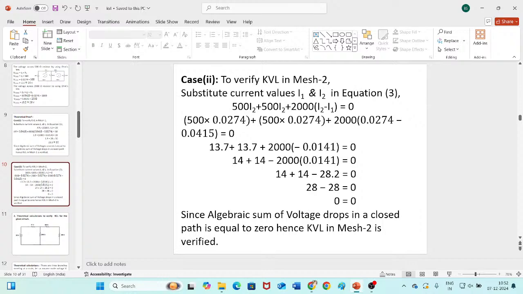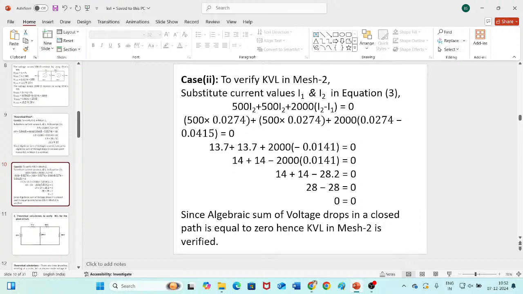500 into 0.0274, you will get 13.7. Plus another 500 into 0.0274, 13.7, plus 2000 into (0.0274 minus 0.0415). So you just solve it. What do you get? 2000 into minus 0.0141. So minus, you just take it out. The 13.7 and 13.7 I have rounded to 14 and 14. So 14 plus 14, minus 2000 into 0.0141. You multiply 2000 into 0.0141, you will get 28.2.